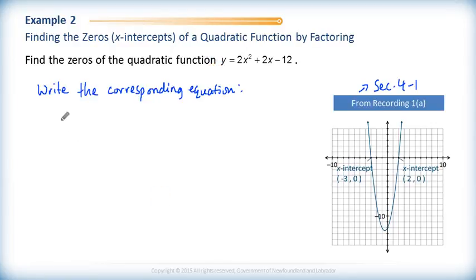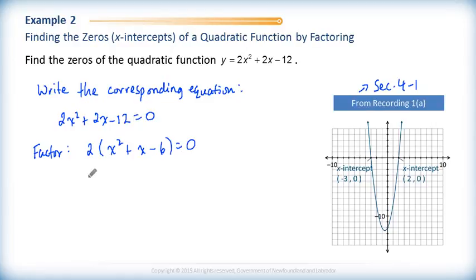So we write the corresponding equation, replacing y with 0. So we now have 2x² + 2x − 12 = 0, and we need to factor it. In this case, I have a common factor first. So I'll take that out. 2 outside of (x² + x − 6) = 0. Then the factors of x² + x − 6 are (x + 3)(x − 2).